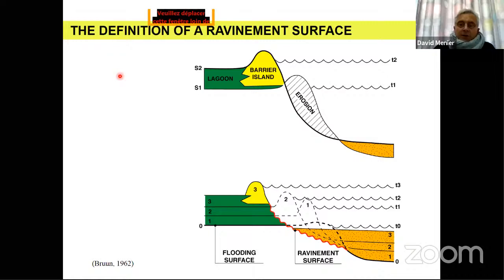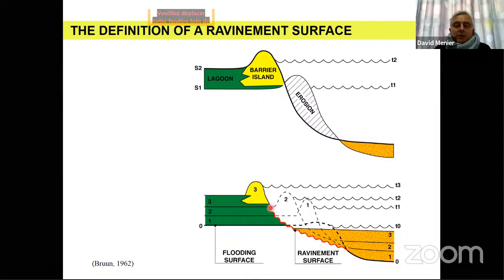What does ravinement surface mean? During the sea level rising or during the sea level falling, for example, you can change the wave processes. From T1 to T2, during time 1 to time 2, you see the erosions that we can observe over there. And between time 1, 2, 3, and explaining that my barrier island is moving on the left, you build or you can observe this ravinement surface. A ravinement surface, in this case, is related to wave processes.